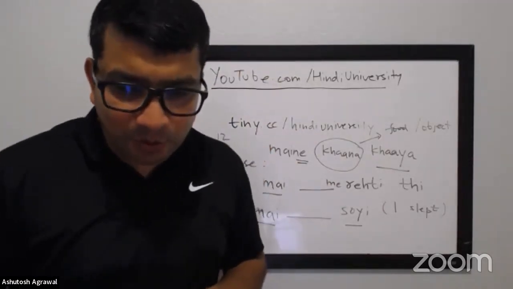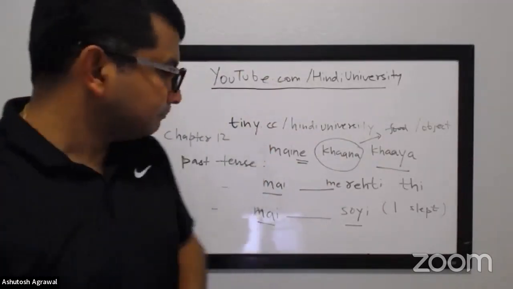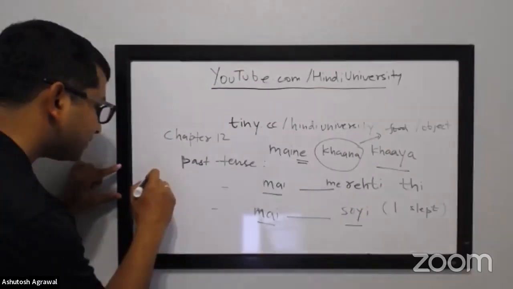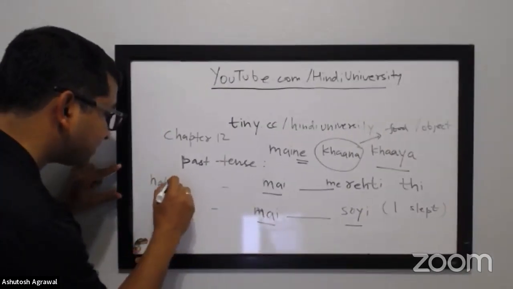Okay, awesome. Who else can make some simple sentences? I'm going to write it down. This is habitual past. Can I try one, Ashu? Yes, please.